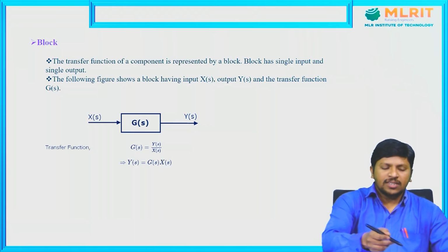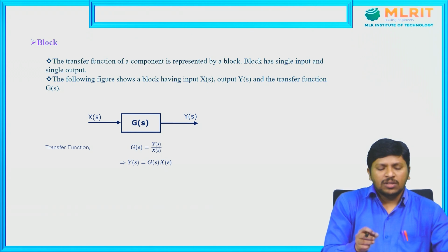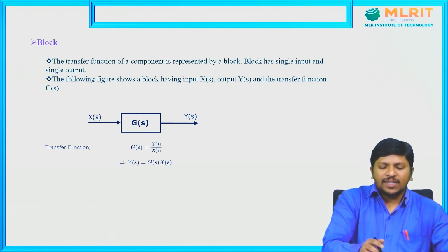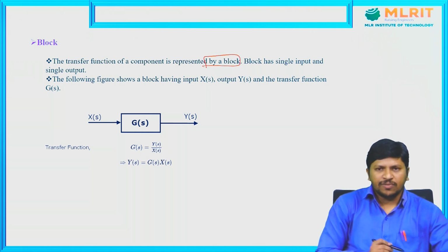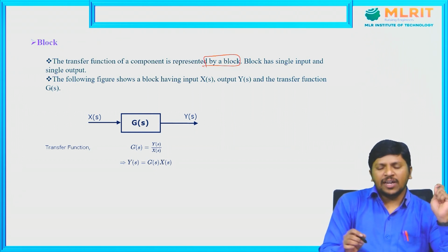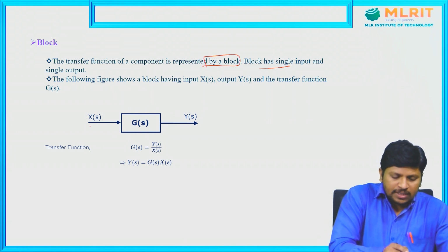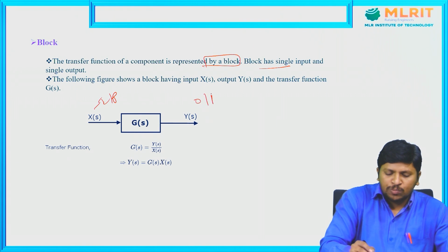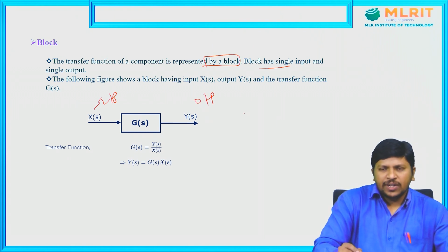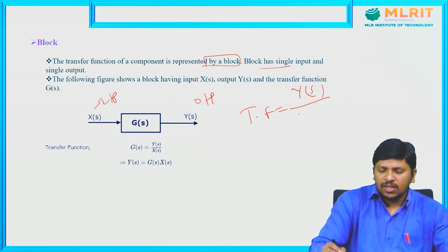Block: here just observe the transfer function of any component or any block. The transfer function of any component is represented by a block, right? A transfer function can be represented with a block, and a block has a single input and single output. Here just observe, this is our block, X of s is the input signal and Y of s is the output signal. So what is the transfer function here? The transfer function is the ratio of the Laplace of the output to the Laplace of the input.